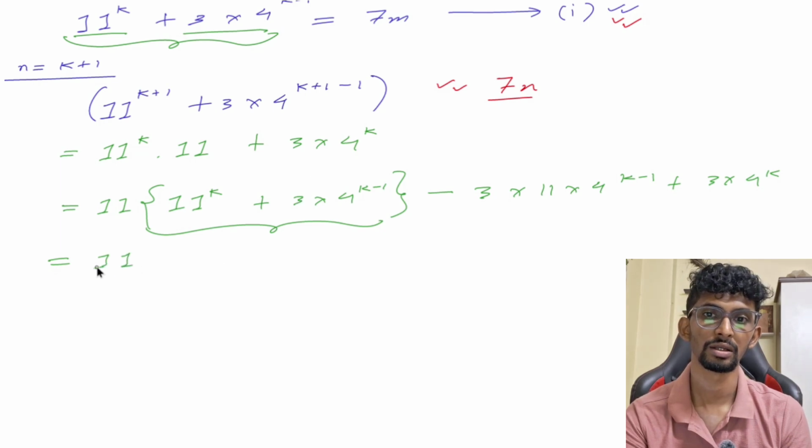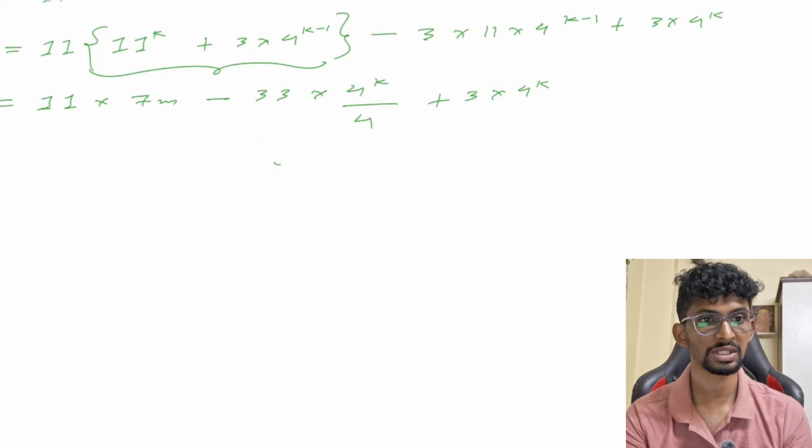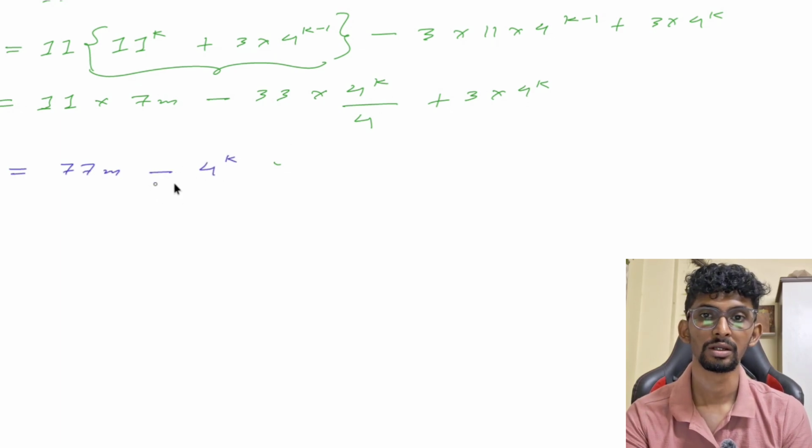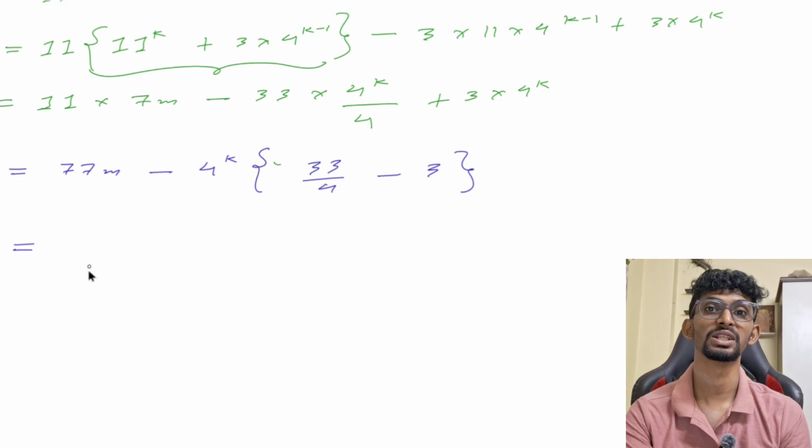So 11 times 7m minus 33 times 4 raised to the power k minus 1, that we can write as 4 raised to the power k divided by 4 according to the exponent rule, plus 3 times 4 raised to the power k. So this will become 11 times 7, so 11 times 7 is 77m minus, from this we can take 4 raised to the power k common, minus 4 raised to the power k. So this will become 33 by 4 minus, taking 3 common, so minus 3. Clear? Any doubt you can ask me in the comment box.